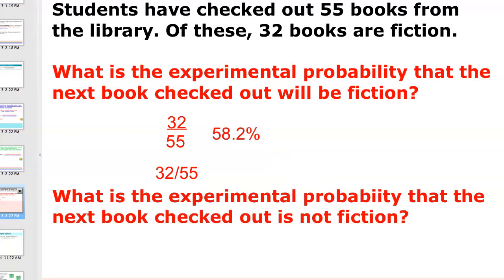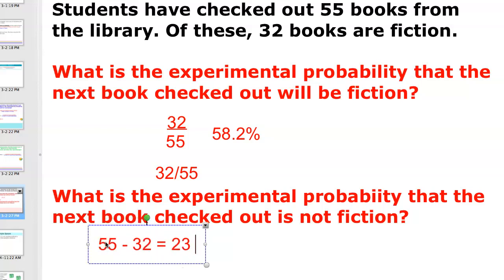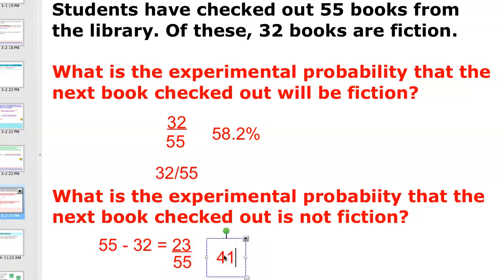Okay. So what's the experimental probability that the next book checked out is not fiction? Okay. Well, what I could do is 32 of them were fiction, out of a total of 55. So that means 55 minus 32 is 23. So if 32 of them were fiction, that means 23 of them were not fiction. So 23 divided by 55, that'll give me 41.8%. So I just rounded to the nearest tenth.